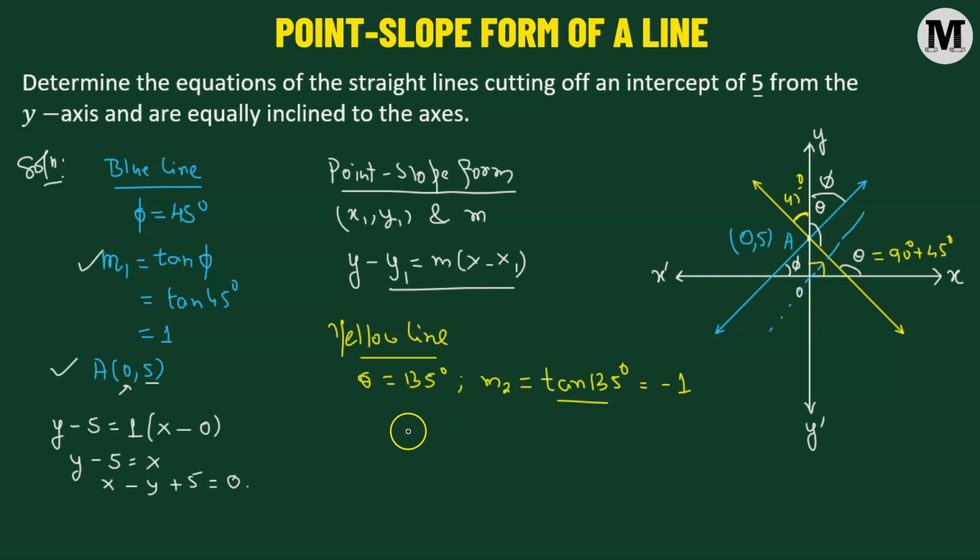Now this particular line also passes through the same point A with coordinates (0, 5). Its equation is going to be y minus y1 equals -1 times (x minus x1). Let's rearrange the terms. We get x plus y minus 5 equals 0. This is going to be the equation of the yellow line. So both of the two lines have an intercept of 5 units along the y-axis, and they are equally inclined to the axis.